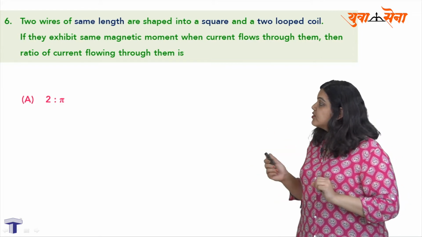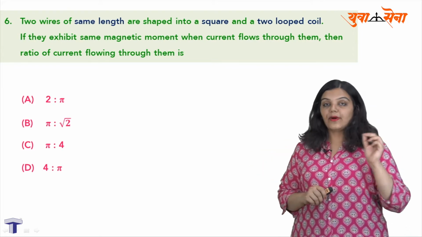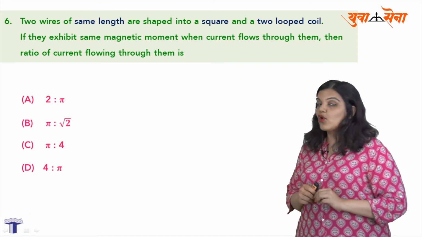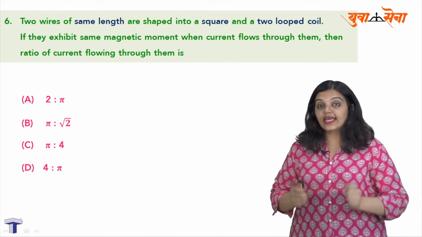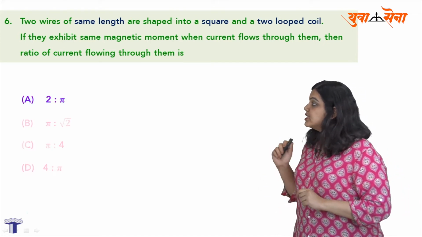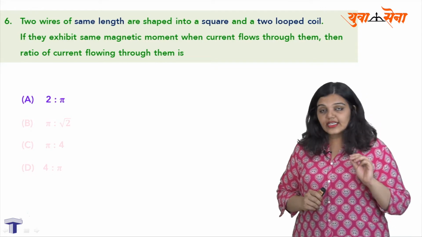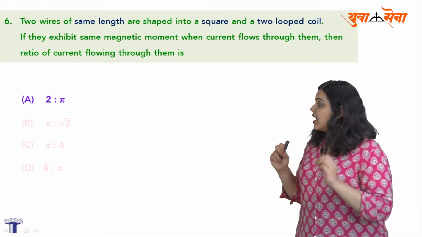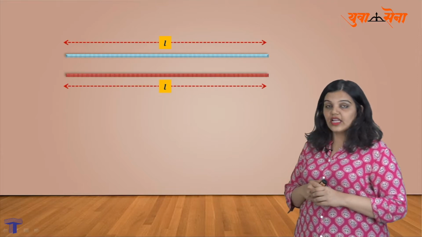So the options given to us are 2:pi, pi is to root 2, pi is to 4 and 4 is to pi, and the correct answer for this question is 2:pi. So let's find out together why exactly the answer is 2:pi. So let's begin. The first thing told to us is that we have two wires of length L, so let's take two wires of length L.